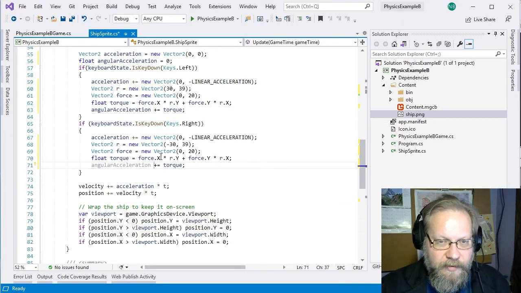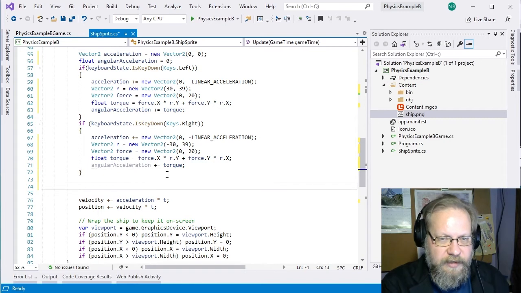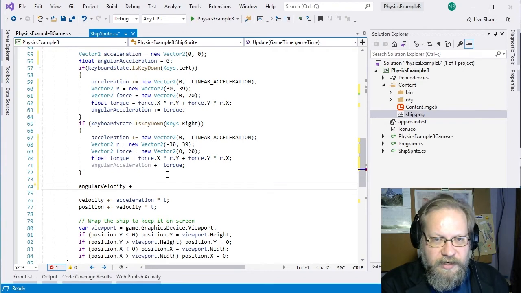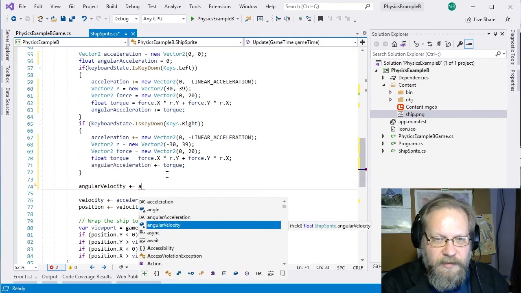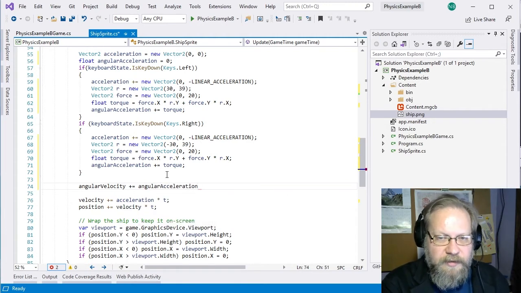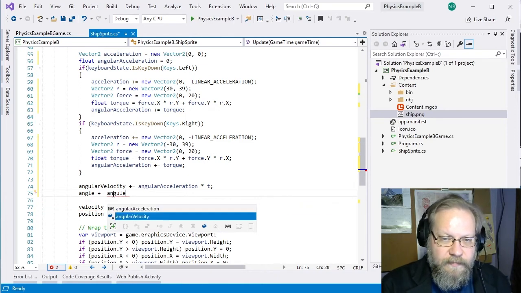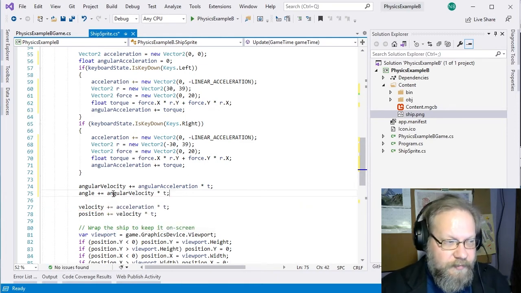Okay, so now we have our angular acceleration, and the calculation we do with that is very similar to what we're doing with the linear dynamics here. So we're going to take our angular velocity, and the angular acceleration is the change in that angular velocity over time. So we could say angular acceleration times t, and then the angular velocity is the change in the angle over time. So we can take that angular velocity and multiply that by t. And the result of doing that is we're now going to have the new angle.